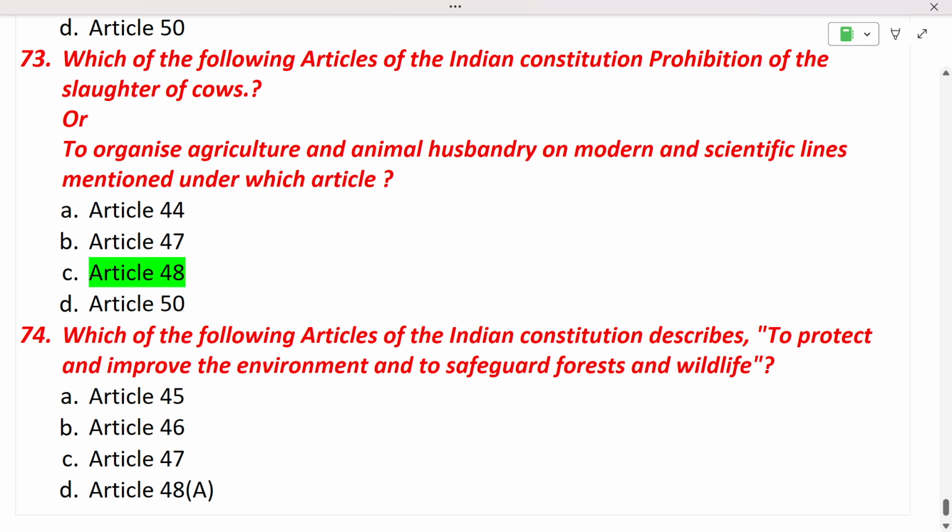Next, question number 74. Which of the following articles of the Indian Constitution describes to protect and improve the environment and to safeguard forest and wildlife? Option A, Article 45. Option B, Article 46. Option C, Article 47. Option D, Article 48A. So the answer is option D.